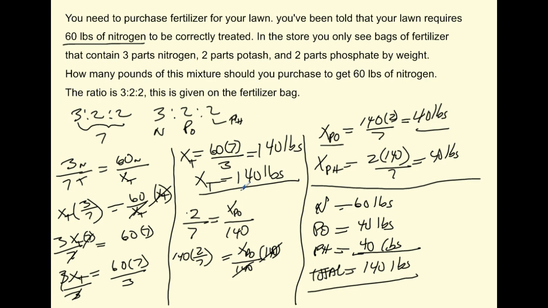And the bag may not be sold in 140 pounds. It may be sold in 35 pound bags. Well, then you have to buy four of the 35 pound bags. You know, so that's cool. And that's how you solve those. Now, let's solve another problem that's really a doozy. And it's going to show us how useful these ratios and proportions are.